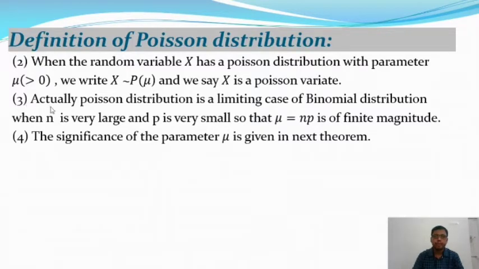Number 3, the Poisson distribution is a limiting case of the binomial distribution, where n is very large and p is very small, so that mu equal to np is a finite magnitude. In a binomial, p lies in the interval 0 to 1, and n is a very large quantity, that means n tends to infinity. But in the limiting case, the Poisson distribution, n is very large and p is very small, so that mu is equal to n into p. The significance of the parameter mu is given in the next theorem. But now we will move on to the next slide.